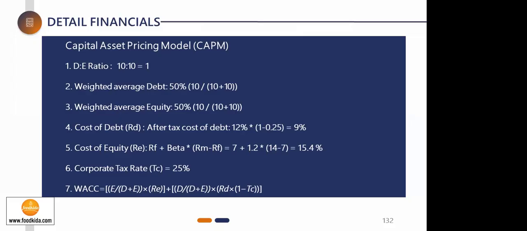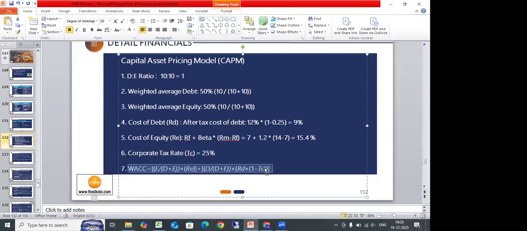So this E here depicts the equity. We divide it by debt plus equity, and multiply by RE. This is the return on equity. Plus we are adding, this is generally the weighted average formula. We do not need to complicate this. And this is the debt divided by debt plus equity, multiplied by RD, the return on debt, and this is 1 minus tax rate.